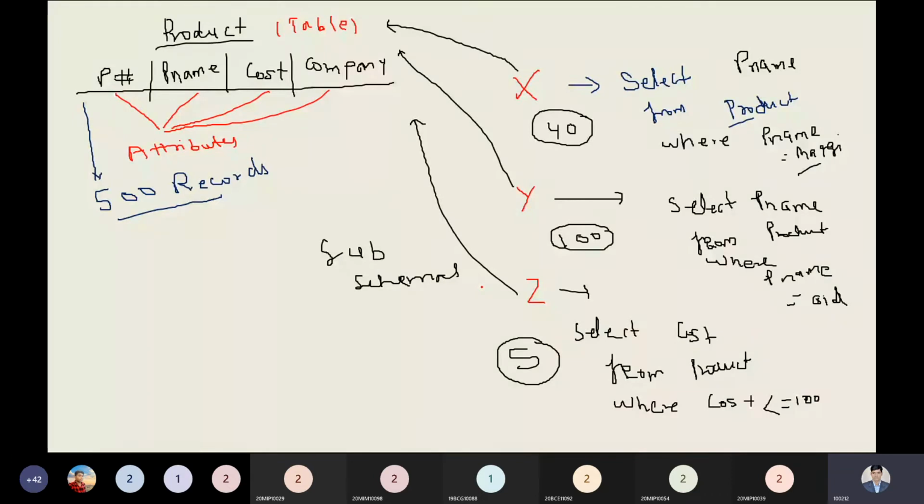Now this part is clear. Tell me, is this part clear? We have one schema, we have one table, and that is represented by its own schema, and it contains many attributes. It also has 500 records.